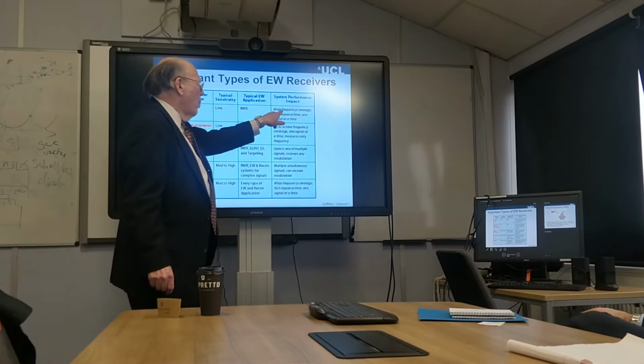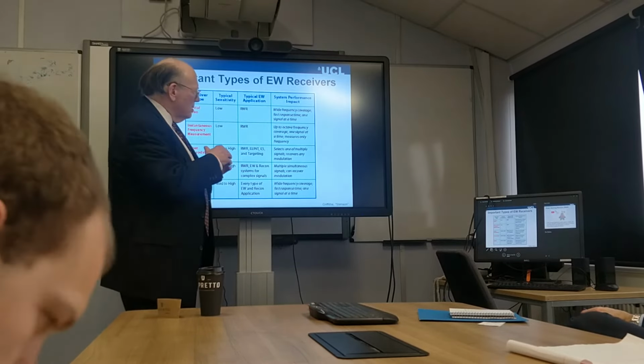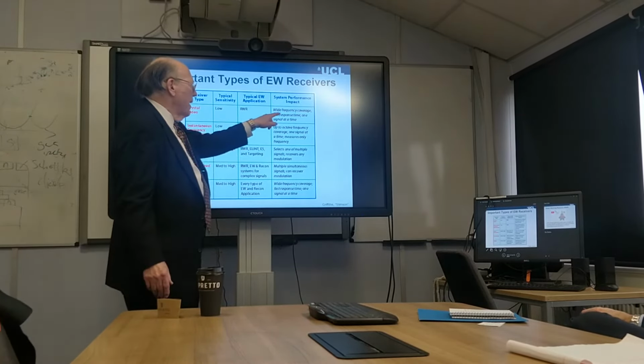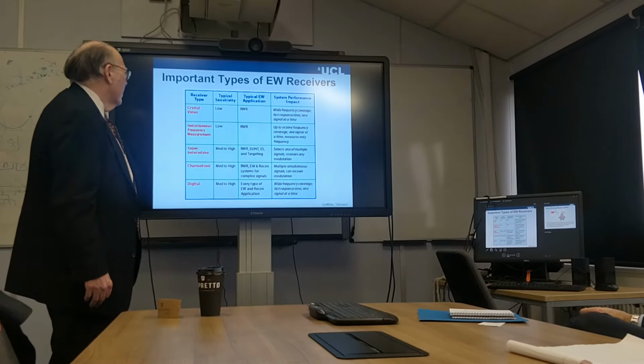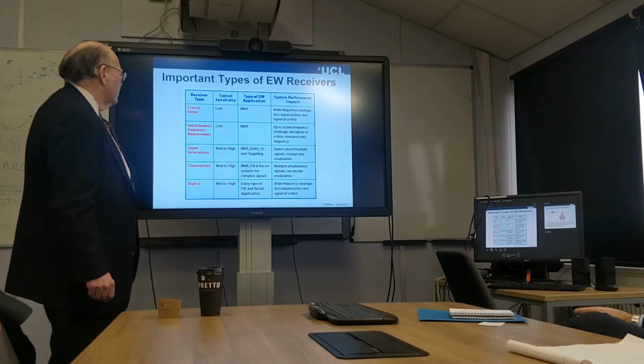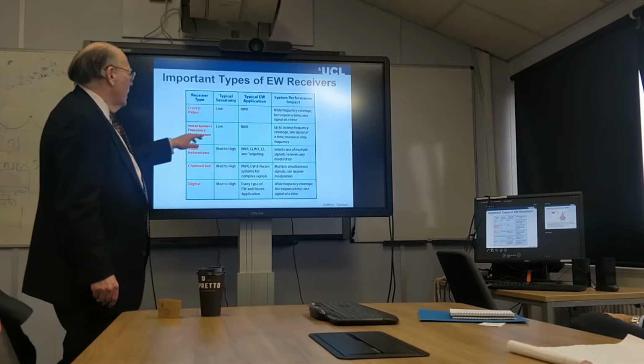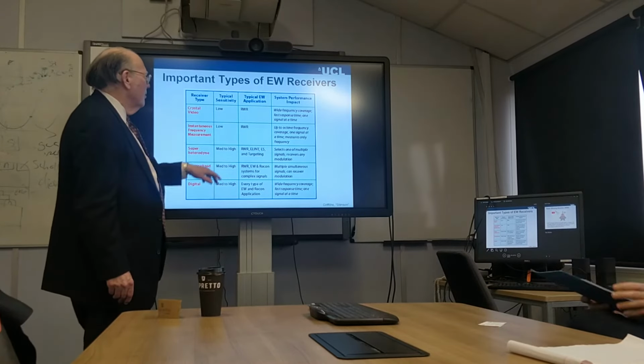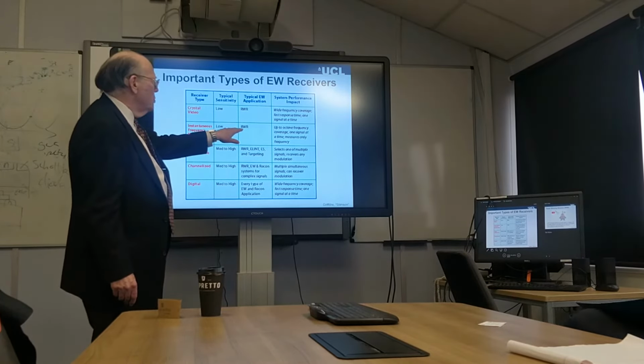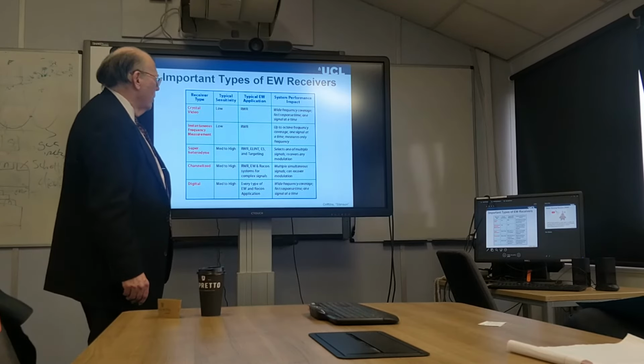It's got wide frequency coverage. It's very broadband. It's got fast response time, but it can only process one signal at a time. There's another kind of receiver called an IFM, instantaneous frequency measurement receiver. Again, it has fairly low sensitivity. Again, it's used primarily in radar warning receivers.